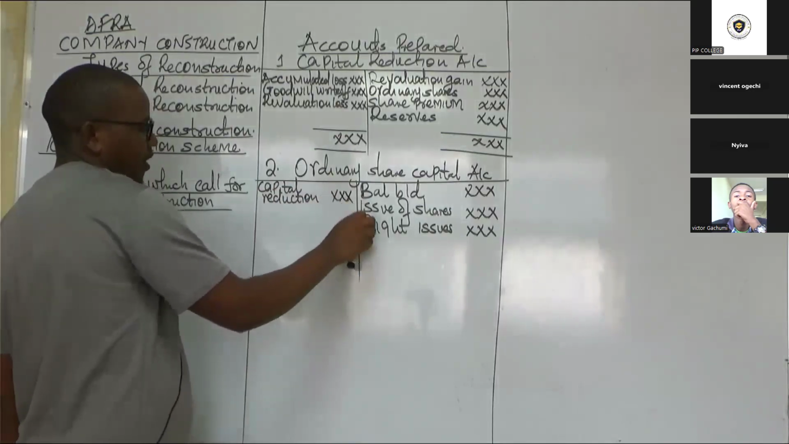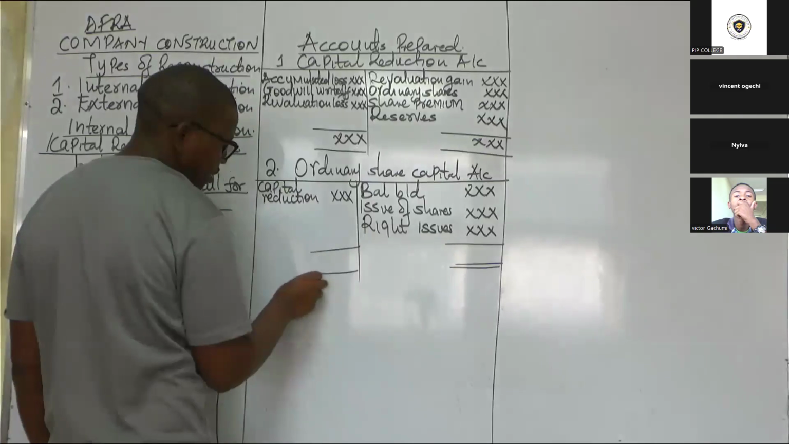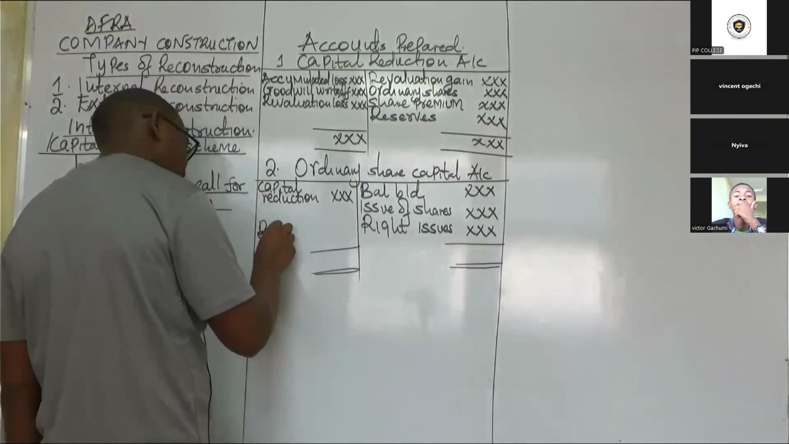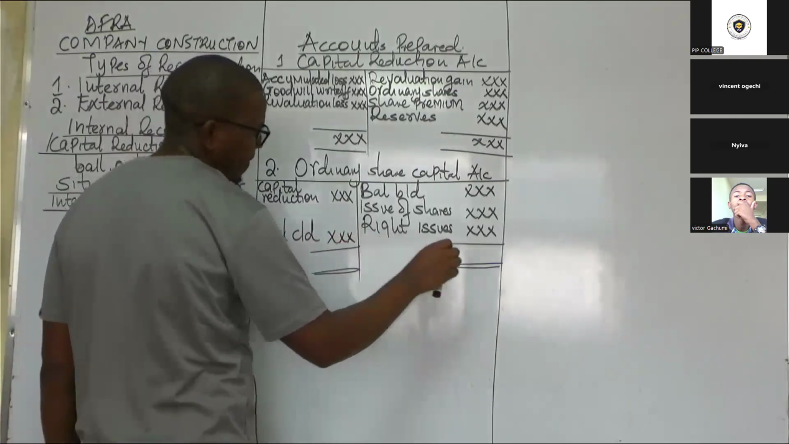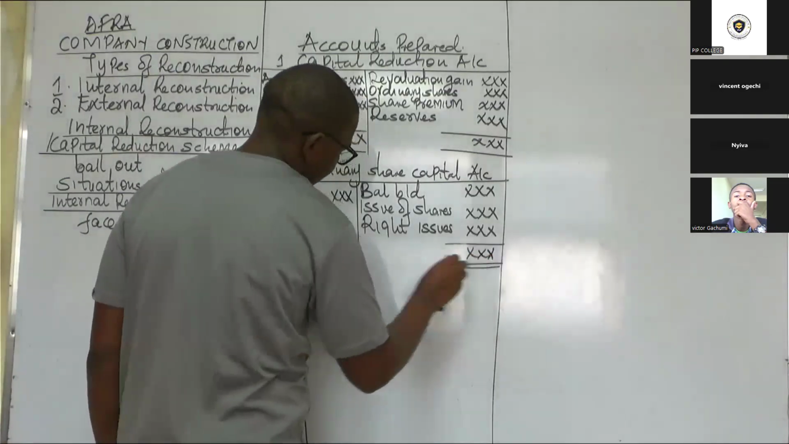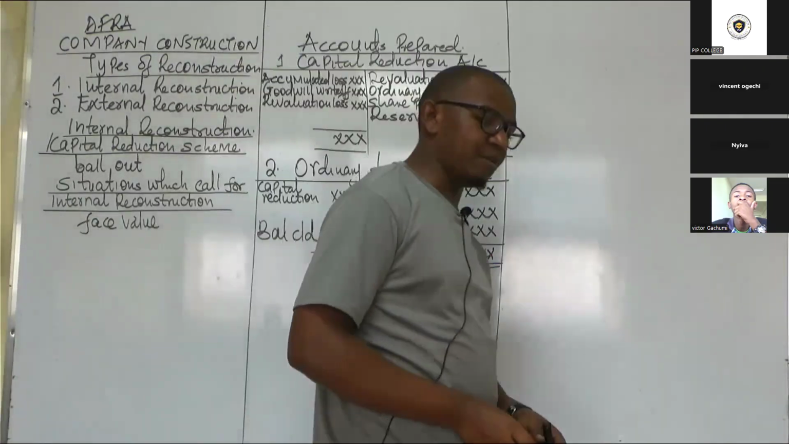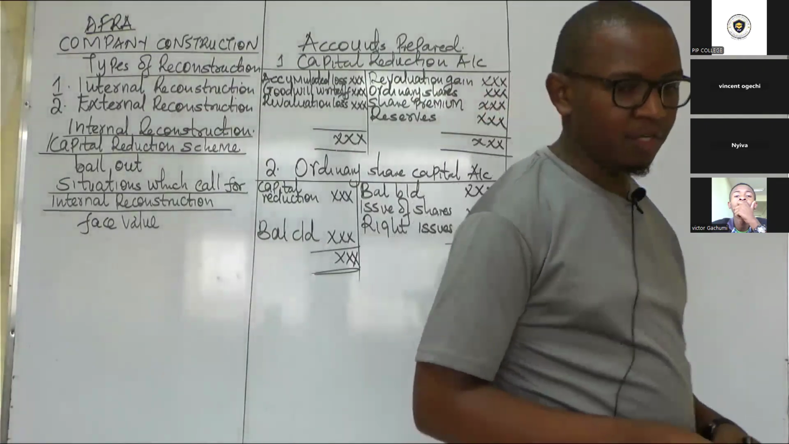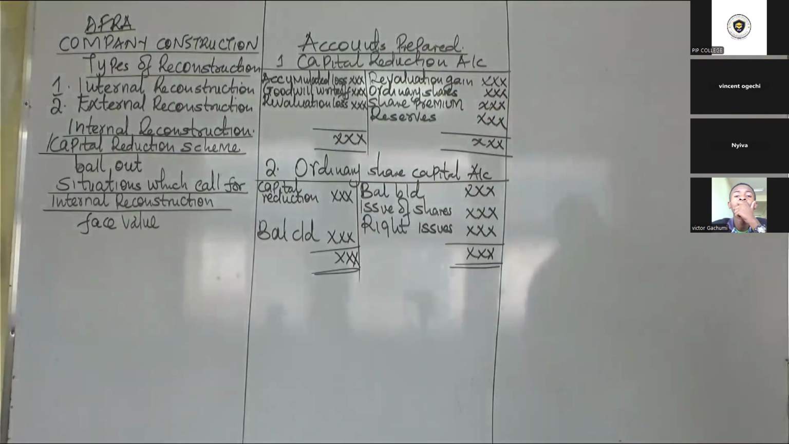we'll have it there. So you balance, and what we get here is a balance carried down. So that is how the accounts that we maintain look. Now let's talk over the journal entries.